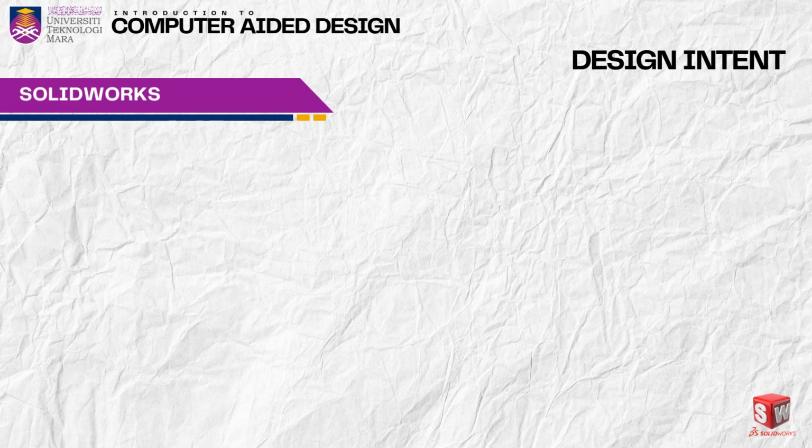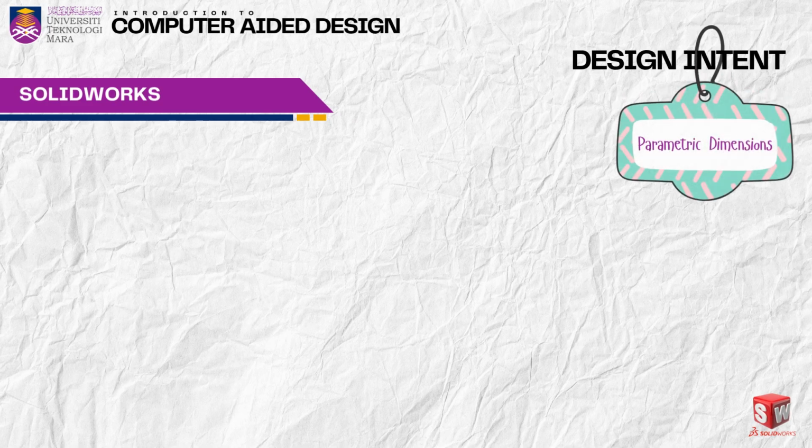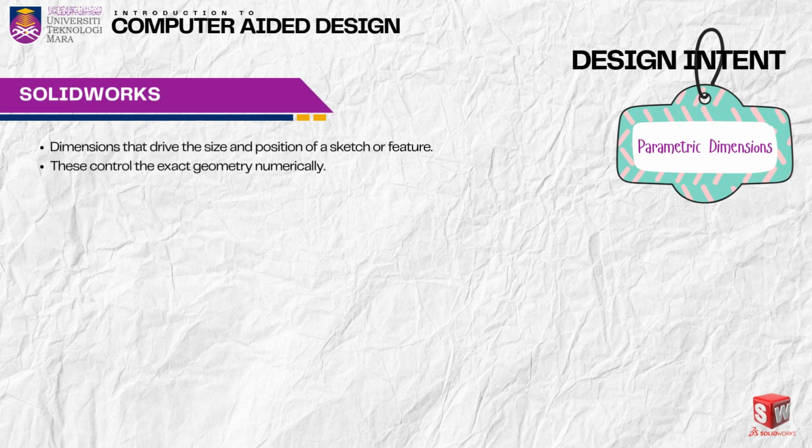Another essential aspect of design intent in SolidWorks is the use of parametric dimensions. These dimensions are what control the size and position of the elements in your sketch or 3D model. Unlike manual drafting where you might simply draw something to look correct, parametric dimensions ensure that every line, arc, or feature is defined by an exact numerical value. This allows your model to be precise, flexible, and easily editable.